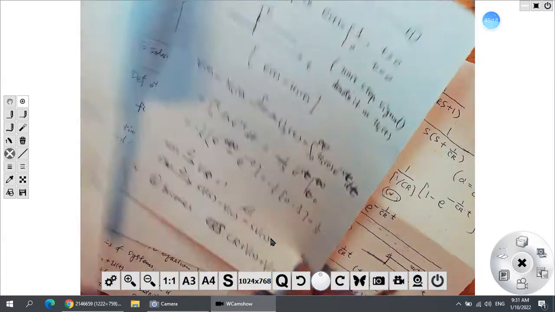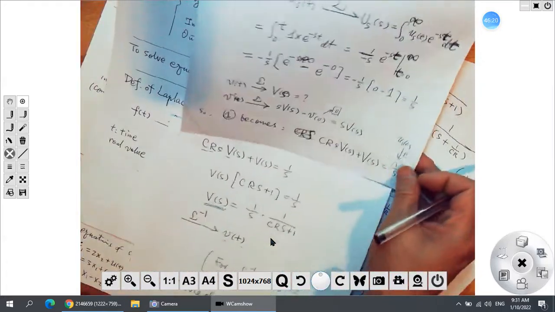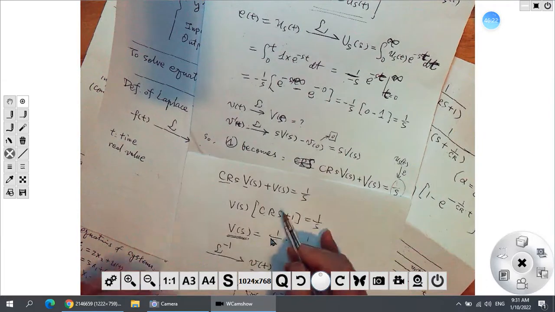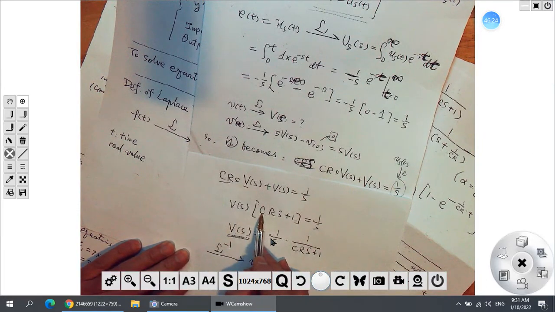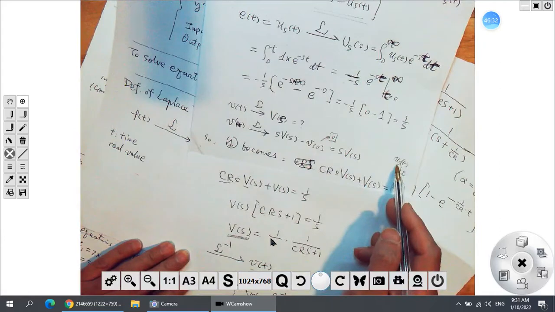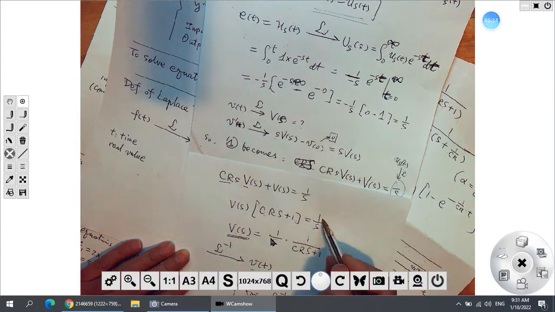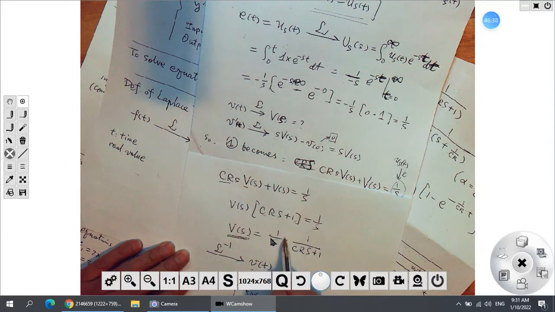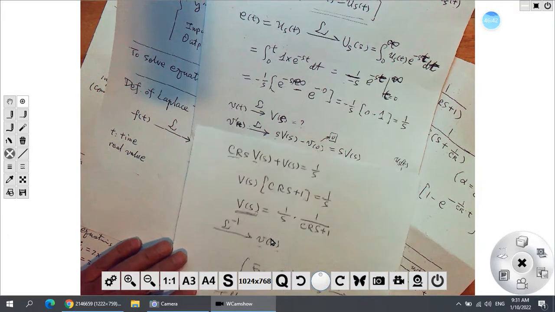Right. You can move V to the front times (CRs plus 1), and this side will be something different if you have a different input. Then you can have something that looks like this, but this is not 1 over s. This will be something else. Okay, then you can try to do a similar thing.